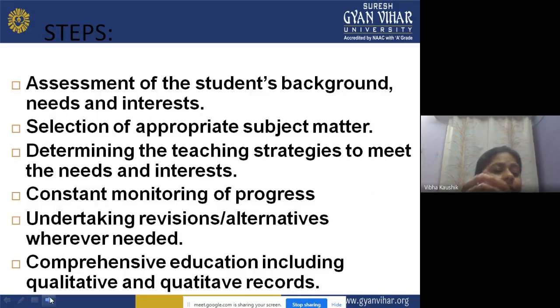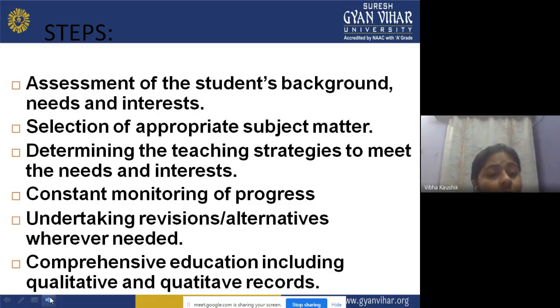Steps. What are the steps of assessment learning? When we are talking about the steps, the first step is assessment of the student's background, needs and interests. Now what is that? When we are designing an individualized instructional program, first the teacher has to assess. Now the teacher has to evaluate. What does the teacher have to evaluate? What are the needs of the particular students? What are the needs of the students, and what are their interest areas?